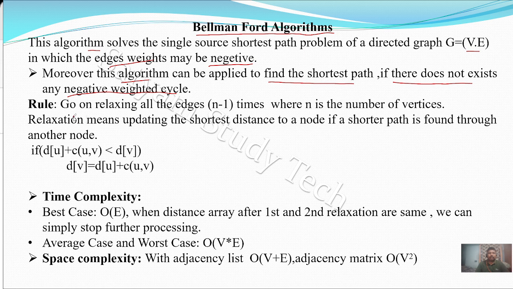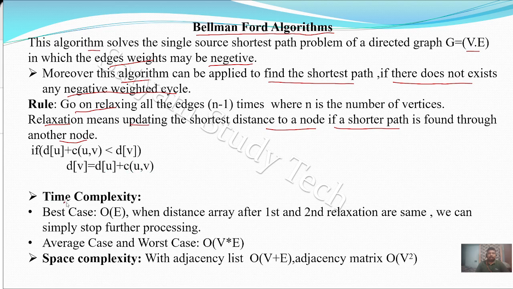What is meant by relaxing? Go on relaxing all the edges n minus 1 times, where n is the number of vertices. Relaxation means updating the shortest distance to a node if a shorter path is found through another node. So if d of u plus cost of uv is less than d of v, then d of v equals d of u plus cost of uv.